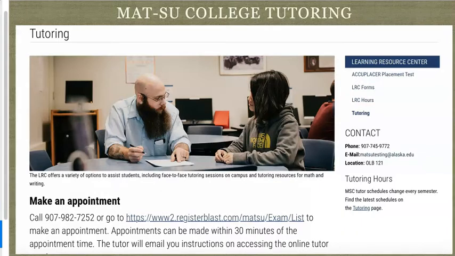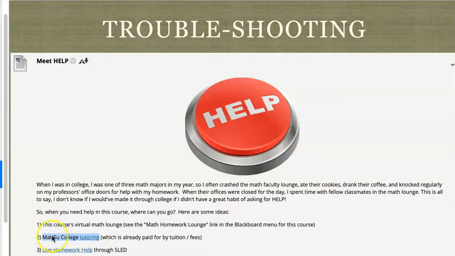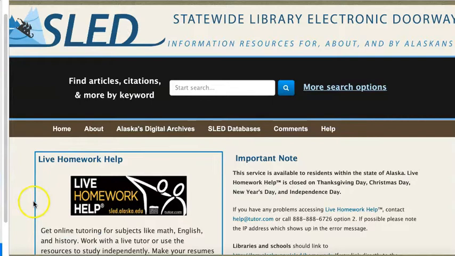Matsu College tutoring is also available, and it is free. That is, it's already included in the cost of tuition and fees. Another option is tutor.com, which usually costs money, but if you go through SLED, and the link again to both the Matsu College tutoring and the live homework help is where the help button is on the Start Here module. But SLED will give you free live homework help through tutor.com, and you do not have to pay for it.